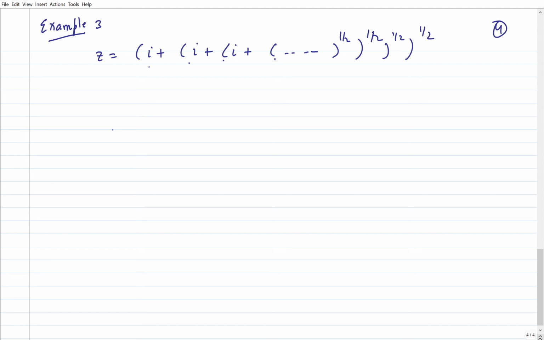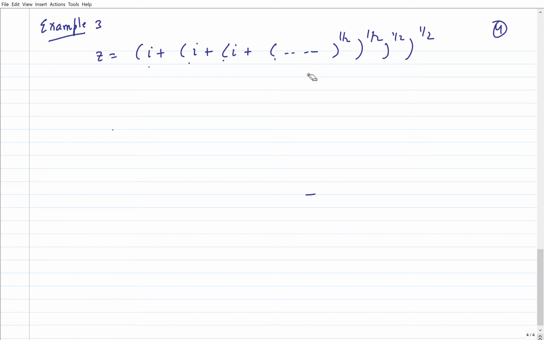Now let's see another example, which is z, the complex number, and I have an infinite pattern. This pattern repeats itself. I have the power of half, and I'll have 1, 2, 3, 4, the same number of closing brackets. So this pattern keeps on repeating itself. It's a recurring pattern, and I need to find what this pattern is.